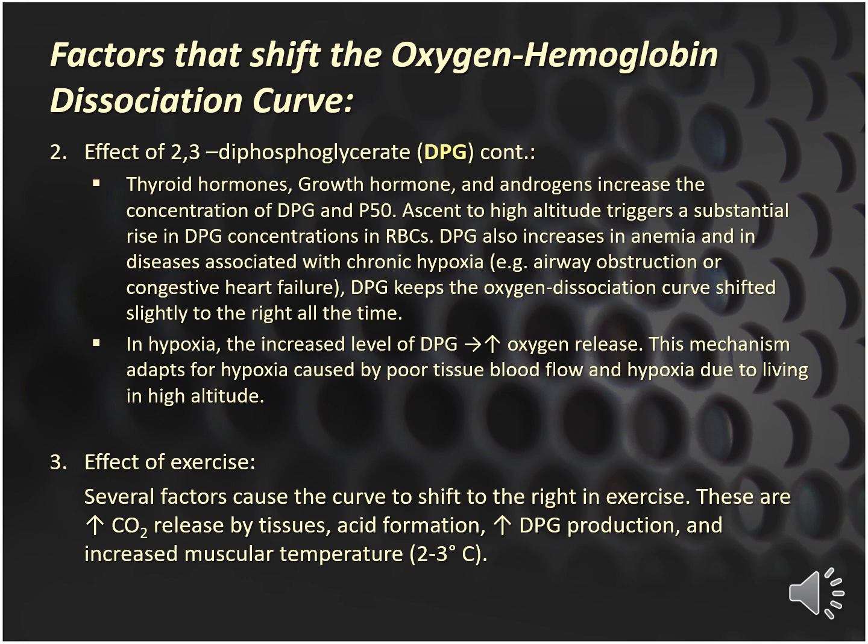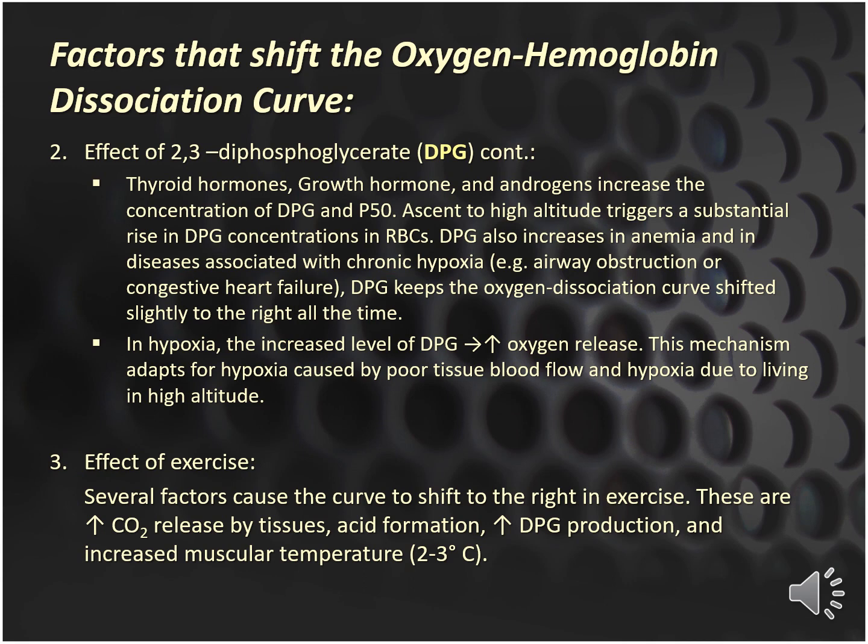DPG also increases in anemia, and as we know, in anemia the body needs oxygen so much because the amount of hemoglobin in the body and the number of RBCs usually are lowered. And in diseases associated with chronic hypoxia, such as airway obstruction or congestive heart failure, in all these cases, DPG keeps the oxygen dissociation curves shifted slightly to the right all the time.